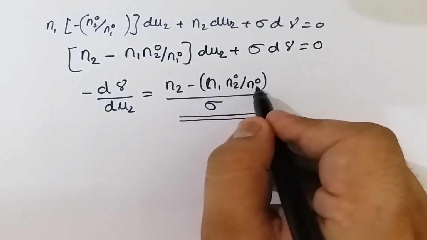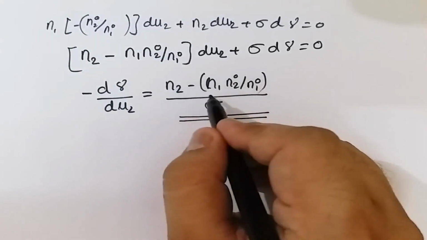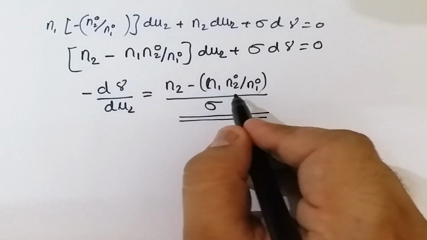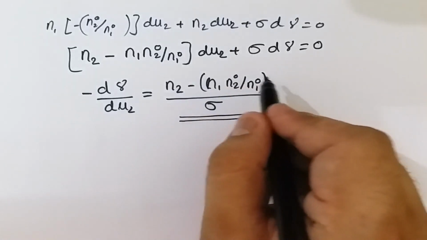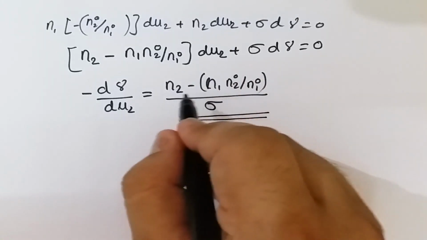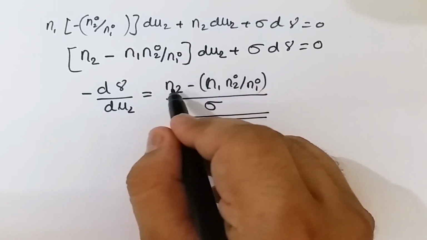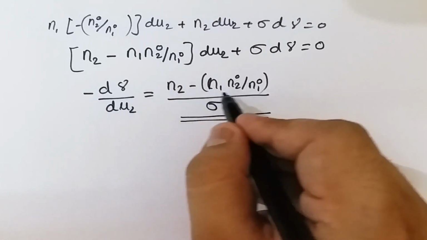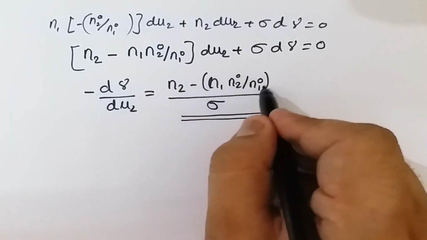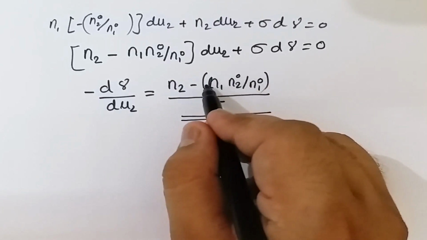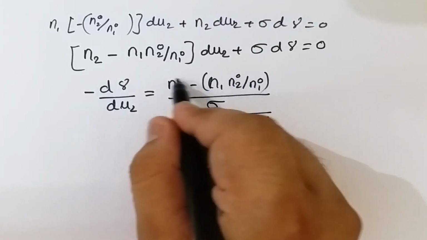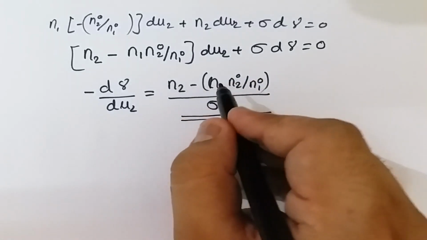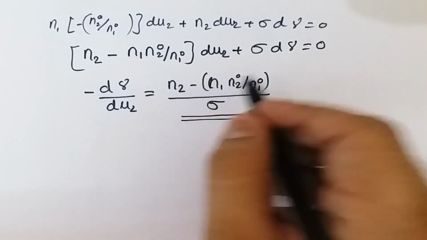N20 upon N10 is the corresponding number of moles of N1 associated with the solvent in the bulk phase. So this is the amount of N1 which is present in the bulk phase. N2 is the total number of moles of our second component, and this term will give us the number of moles of our solute in the bulk phase. So total minus number of solvent in the bulk phase will give us the amount of molecules present in the surface.